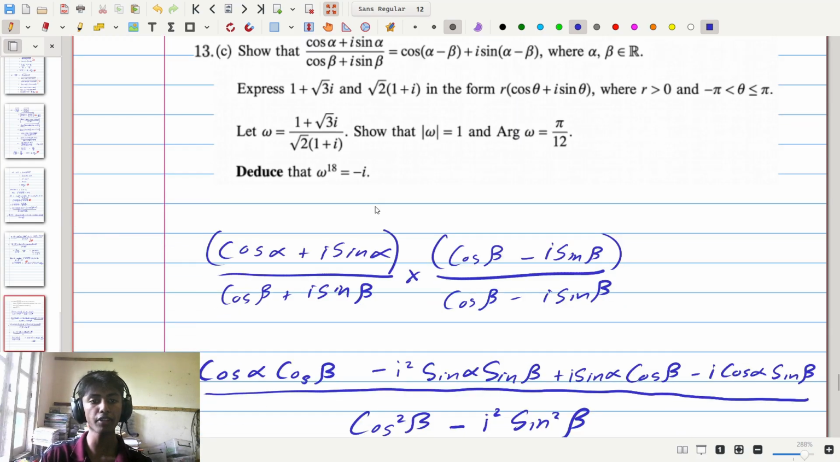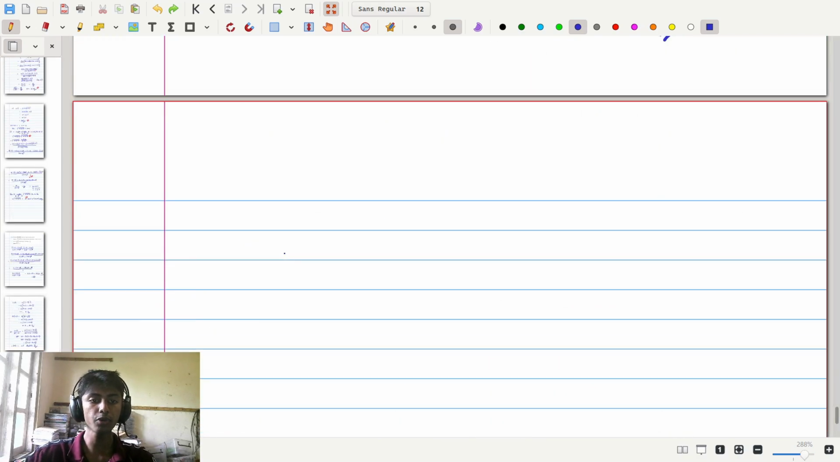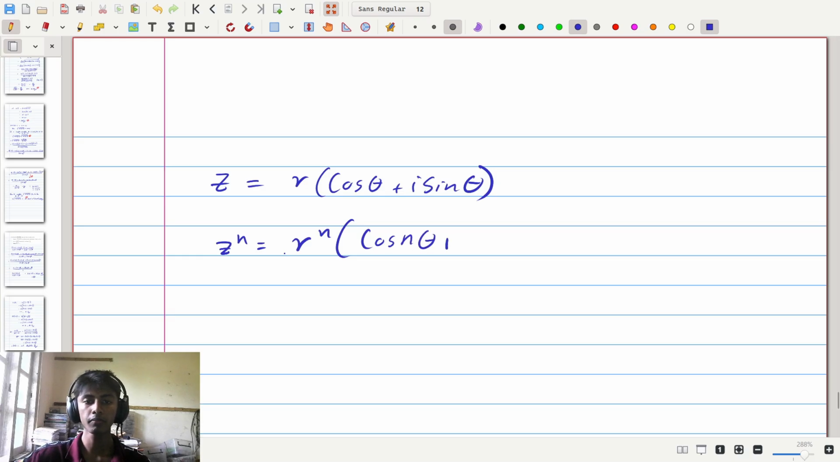Now the final part after that says, deduce that omega raised to the power of 18 is equal to negative i. For this, we need to apply de Moivre's theorem. According to de Moivre's theorem, if you have z equals r times cosine theta plus i sine theta, and you raise it to the power of n, then z raised to the power of n is equal to r to the power of n times cosine of n theta plus i sine of n theta. We are going to use this form to find omega to the power of 18.